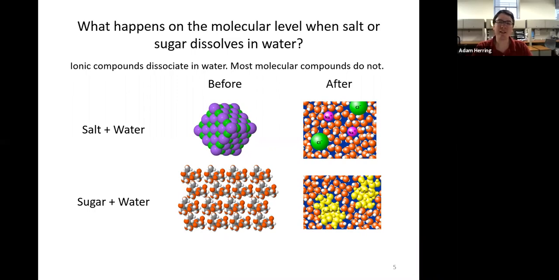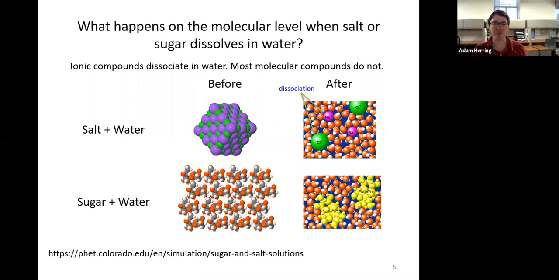And so we can see that there's a difference between the dissociation process, which breaks apart ions, and the dissolution process. And dissolution, also known as solvation, occurs when the solvent surrounds the solute. So we see in both cases, salt and water and sugar and water, we have dissolution. The water molecules are surrounding the solute. But for ionic compounds, we also have dissociation.